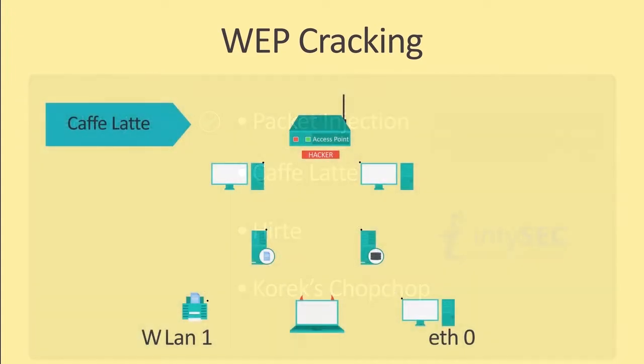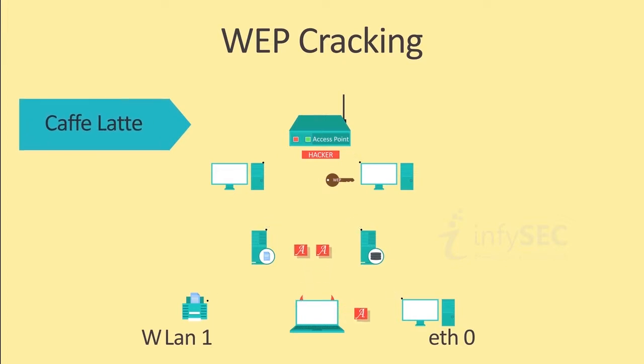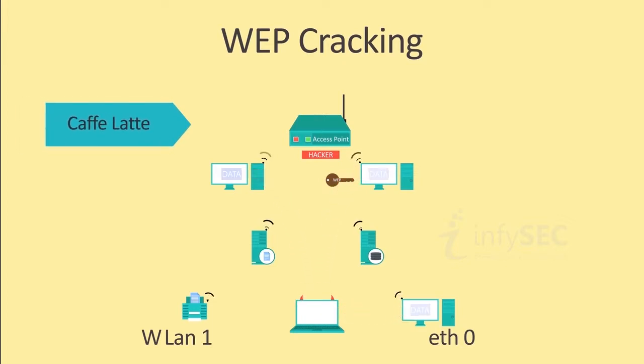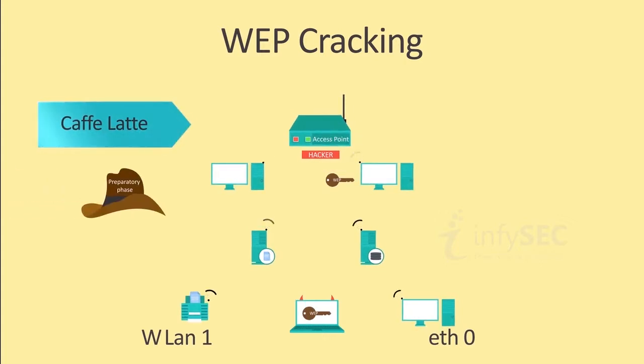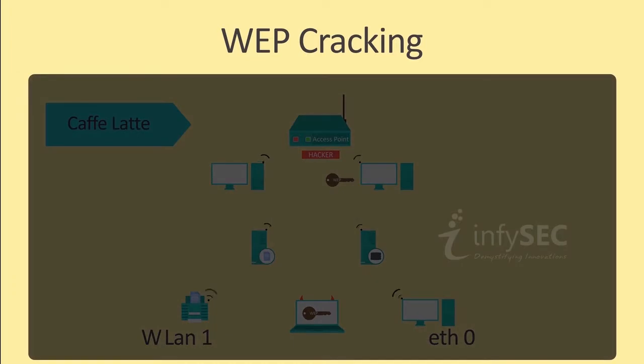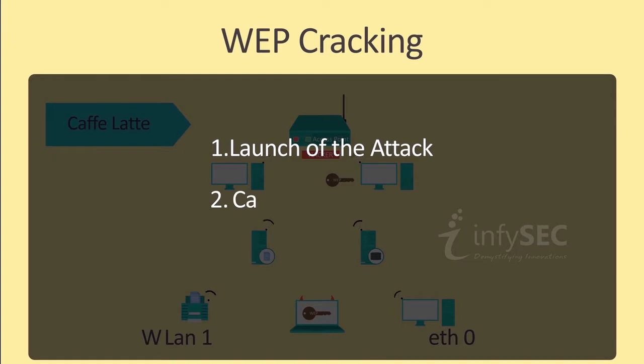Cafe Latte. This attack allows obtaining a WEP key from a client system by capturing an ARP packet, manipulating it, and sending it back to the client, which subsequently generates packets that are captured and cracked to determine the WEP key using aircrack-ng. Having landed upon this WEP-enabled network in the preparatory phase, a Cafe Latte attack can be done in 3 steps. 1. Launch the attack. 2. Capture packets. 3. Crack the key.